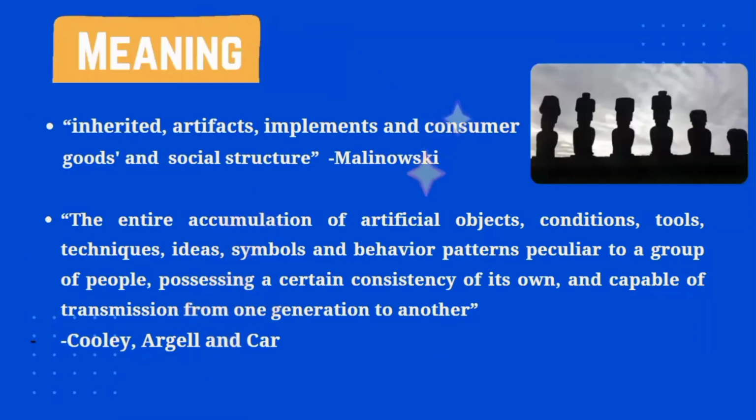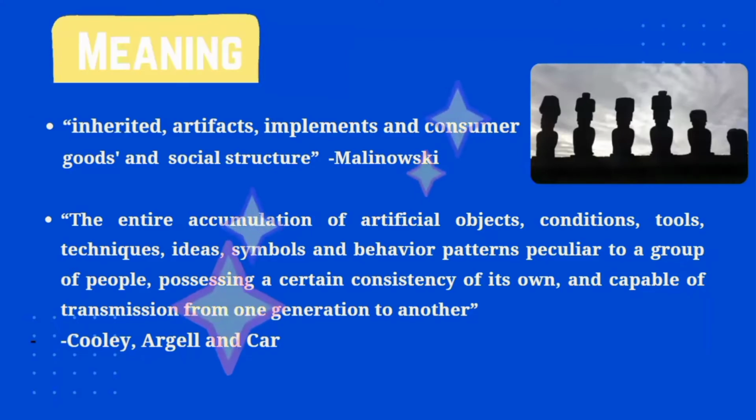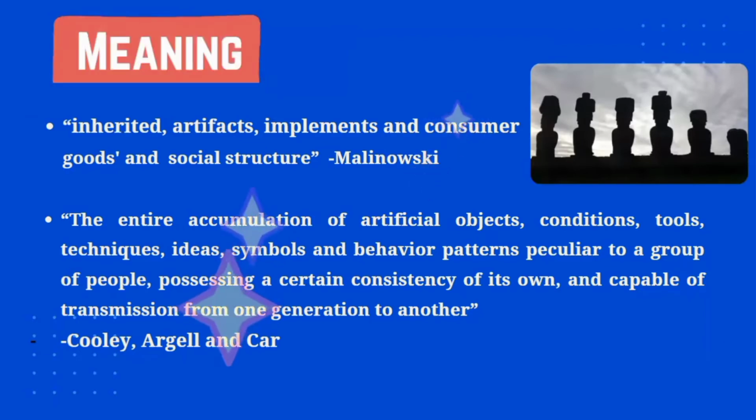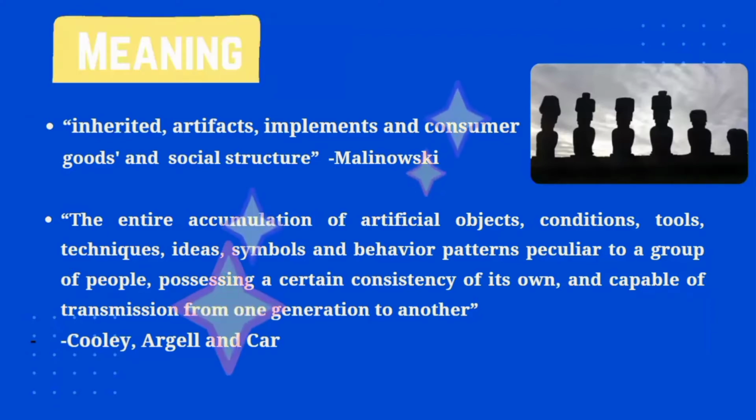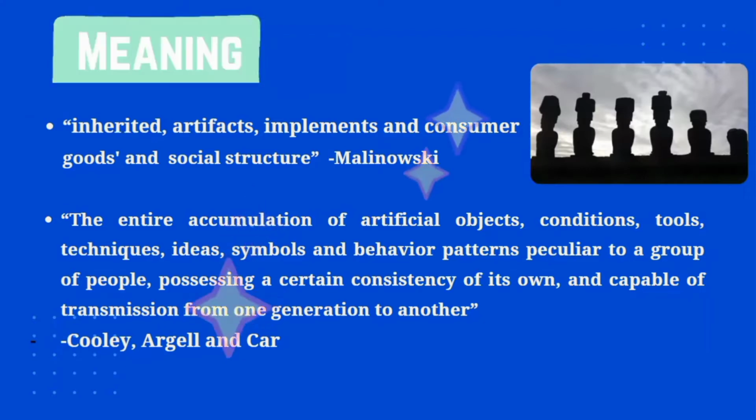Culture is inherited artifacts, implements, and consumer goods and social structure, by Malinowski. So these are called culture objects, which are tangible. We can see and also touch them. For example, it could be a pot, or it could be a house.